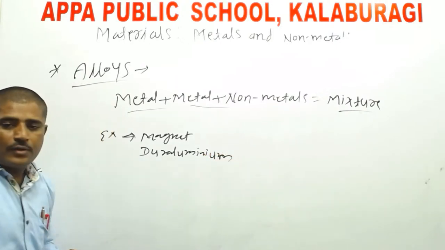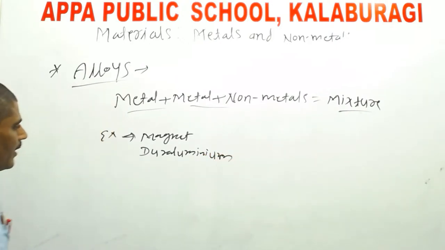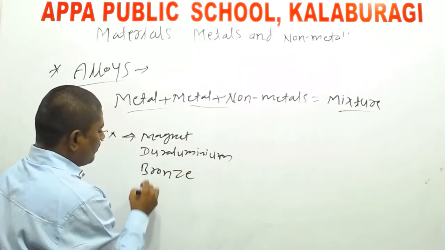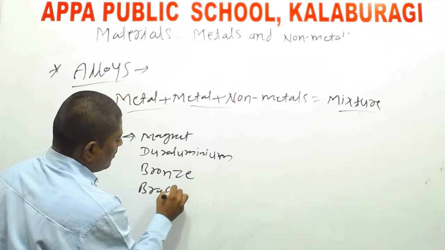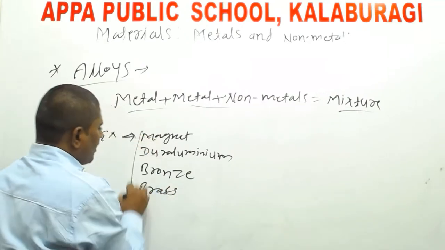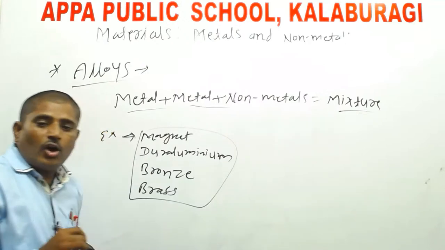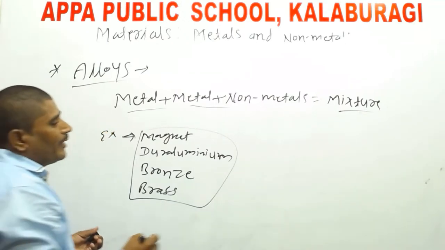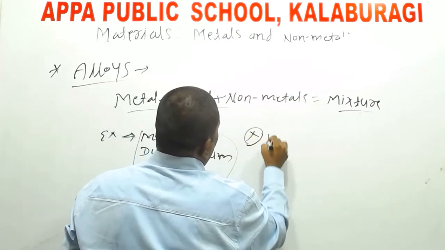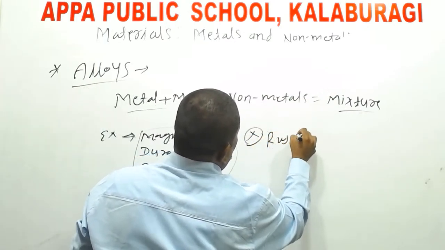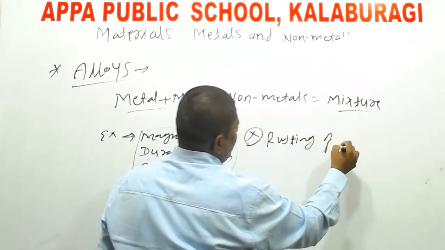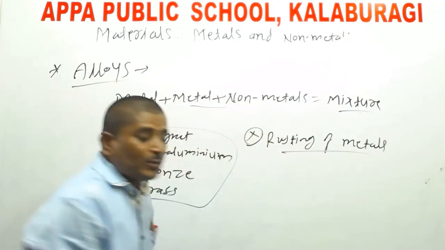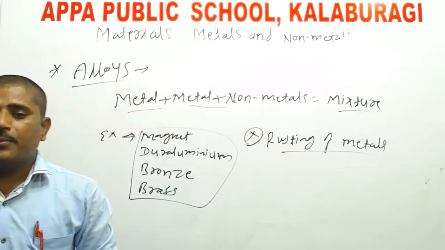duraluminium, and bronze. These are some of the alloys. Why do we prepare alloys? To minimize the rusting of metals.